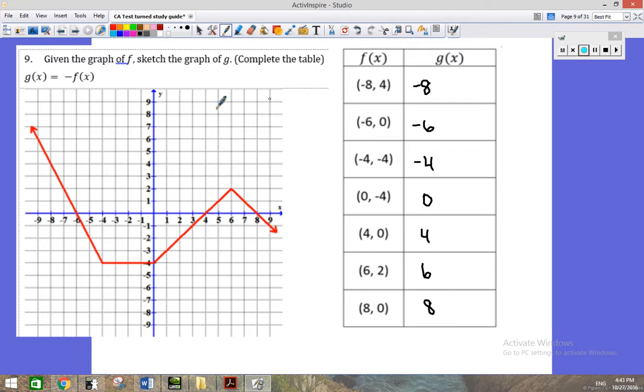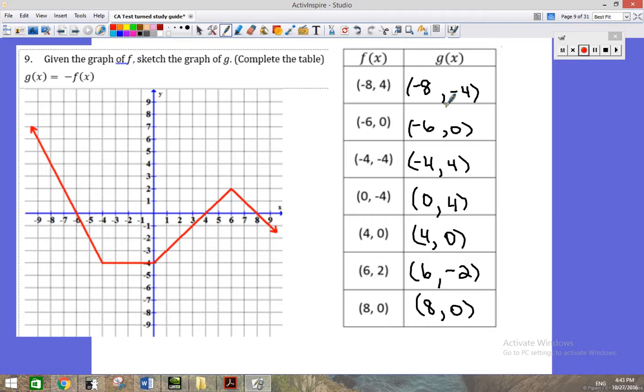Now the y coordinates, they change sign. The +4 becomes -4. Now the opposite of 0 is 0. And the -4 becomes +4. And the opposite of 0 was 0. And the opposite of 2, -2.